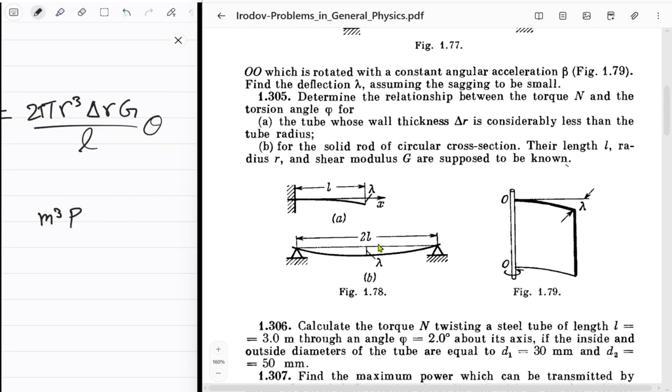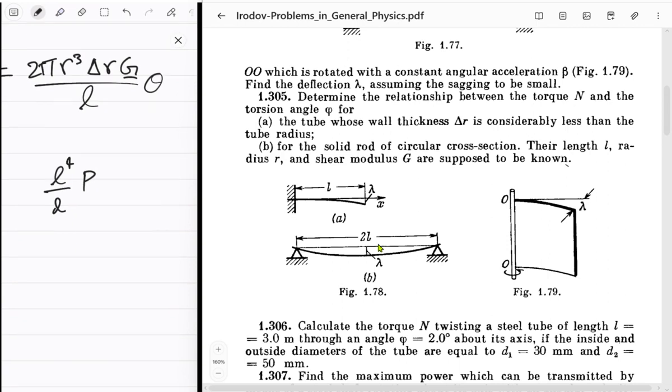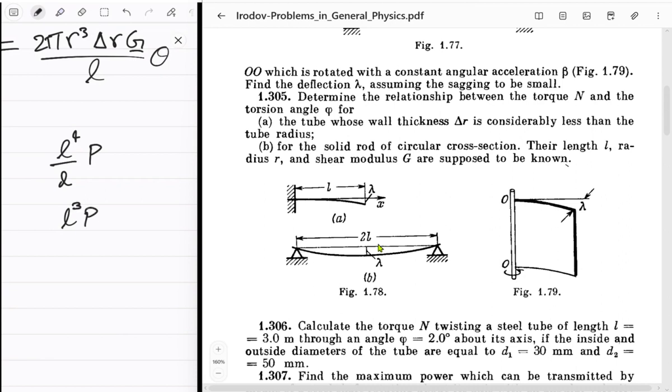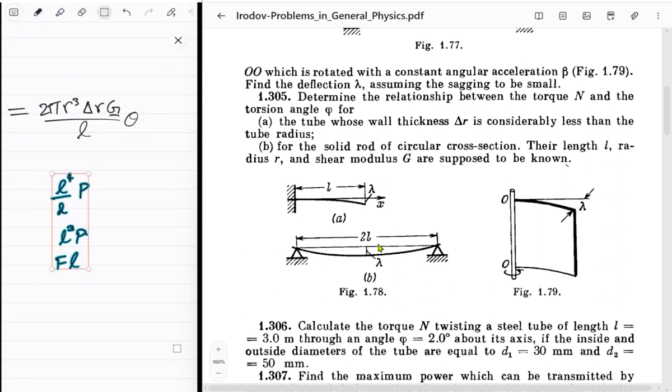Pressure times meter square is force, and that times meters is just force times length, upon length cancels. Theta is unitless. Oh sorry, it was meter power 4, so it should be length power 4 upon length, and then G is just pressure, right? And theta doesn't matter, it's unitless. So L cubed P, and P times L square is just the force times length. There we go, energy, right? So yes, dimensionally it is correct.